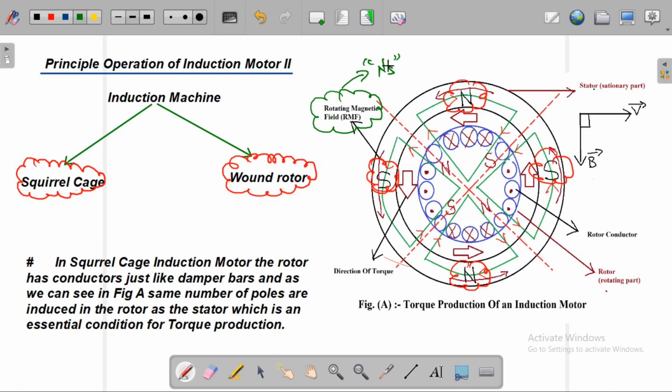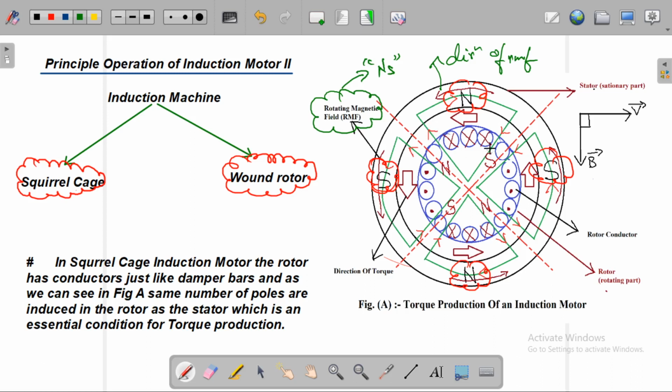Let us assume that the rotating magnetic field rotates in the anti-clockwise direction. See, this is the direction of the rotating magnetic field, anti-clockwise. Now, at a standstill condition, the rotor conductor is stationary.